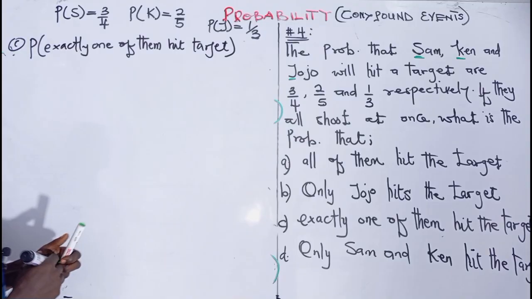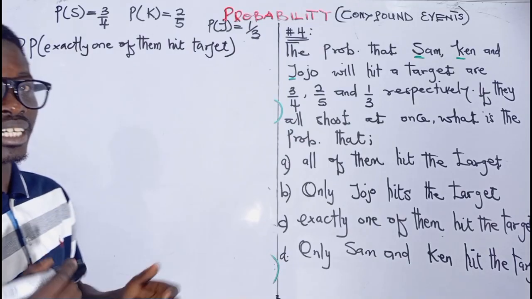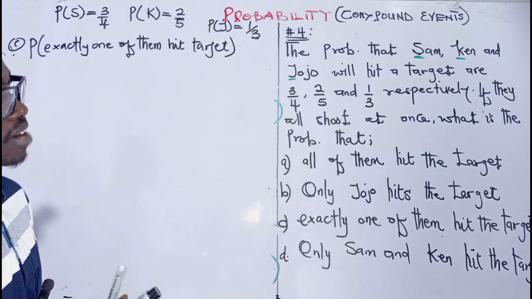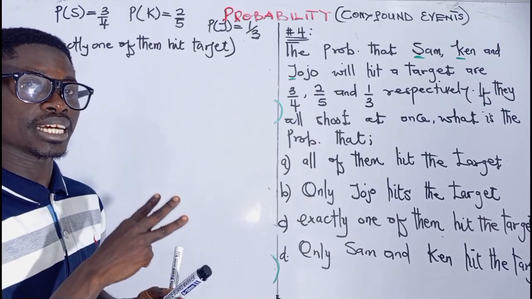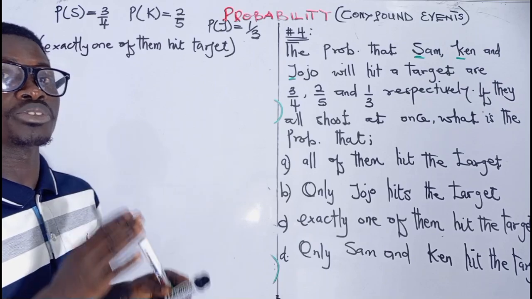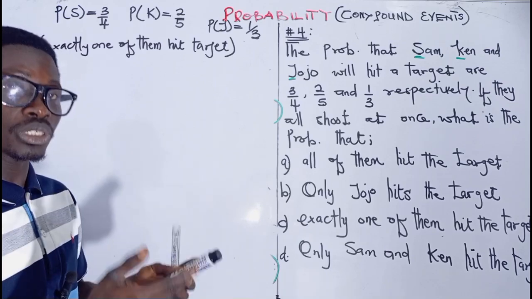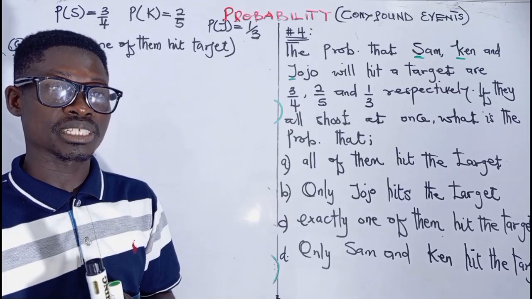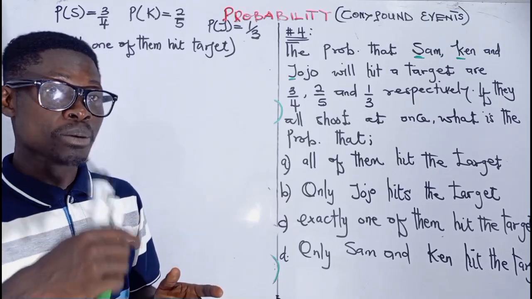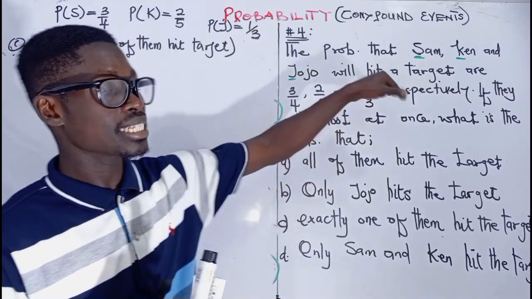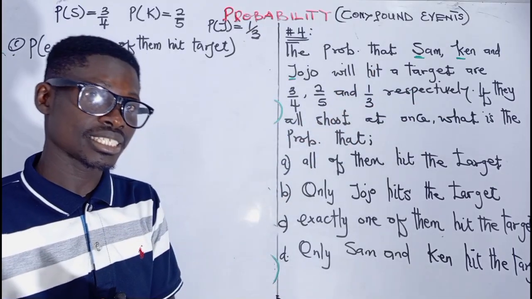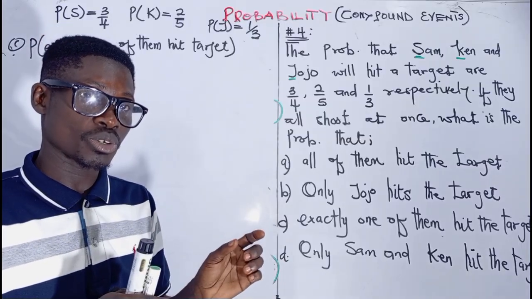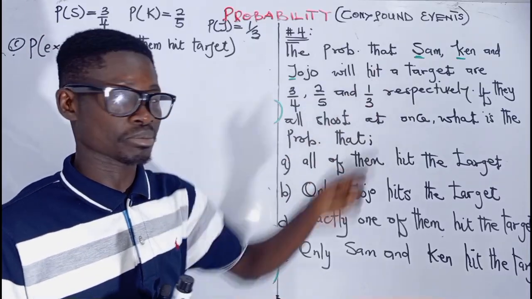So we want to look at the probability that exactly one of them hits the target. Exactly one. We want only one of them to hit the target. We are having 3 people, Sam, Ken, and Jojo. We don't know which one of them is going to hit the target, but we want one of them to hit the target. So which one of them? In constructing the probabilities, we can say that the probability that Sam hits the target and Ken missed the target and Jojo also missed the target. So within that event, only one of them hit the target, and that is Sam.